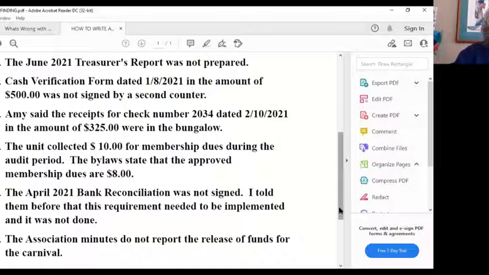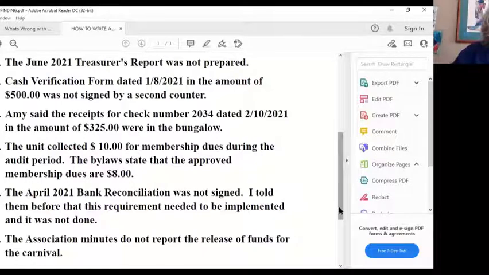Yes, it is, because we are stating the fact, and here is where you would include the bylaws, which we say are important for you to look at. So you want to make sure you check those bylaws when looking at the documentation and make sure it's the same. The April 2021 bank reconciliation was not signed. I told them before that this requirement needed to be implemented, and it was not done.